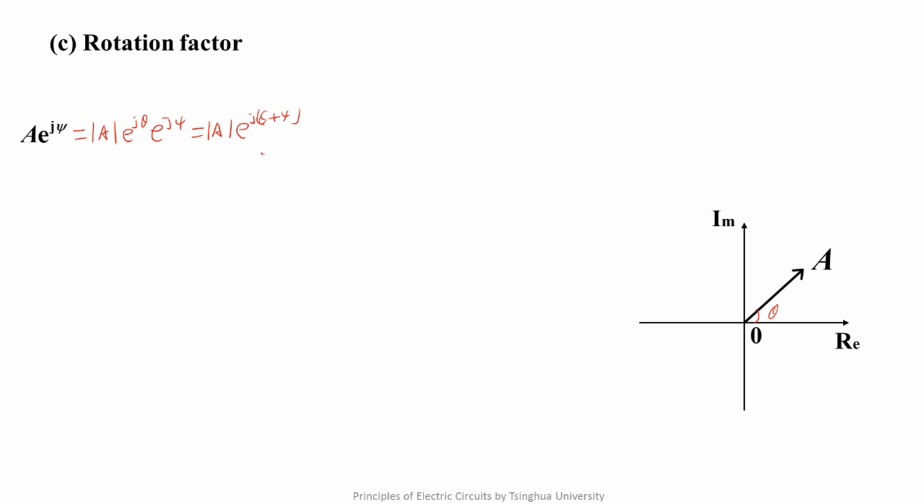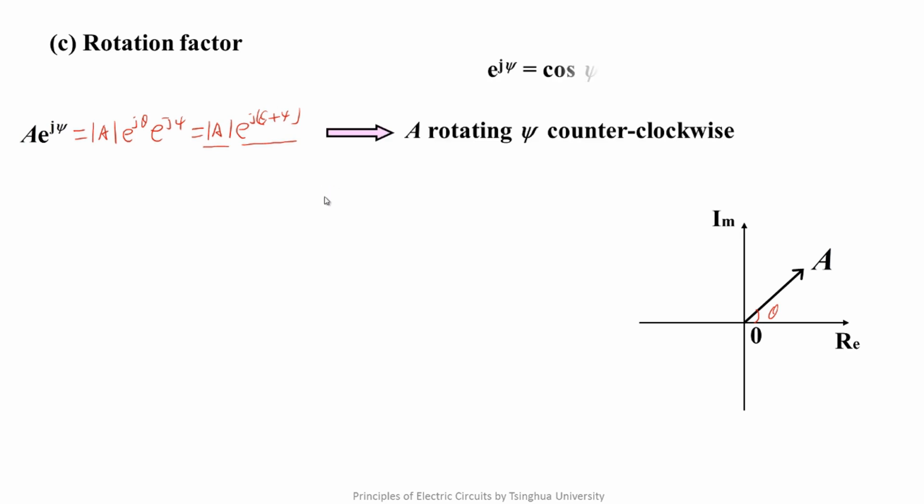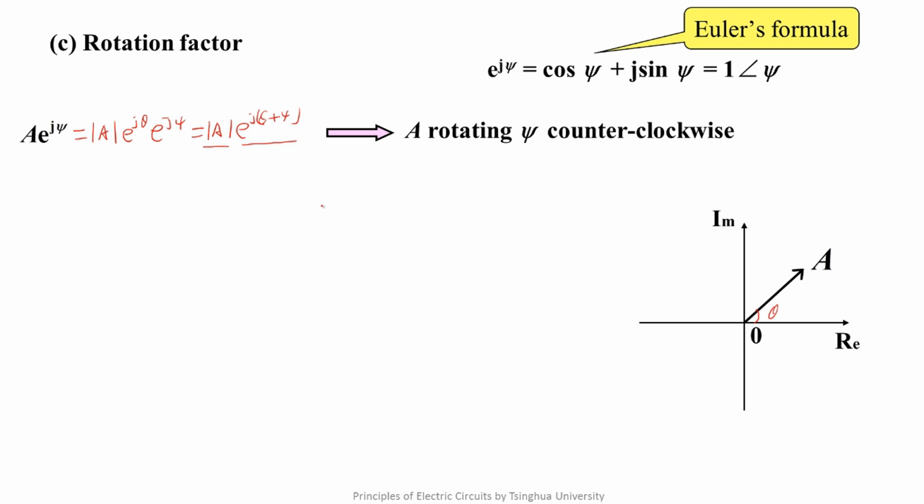Thus, we can find that any complex number times e to the power of j psi means that the modulus of the complex number is the same and the phase angle is rotated counterclockwise by psi degrees. By using Euler's formula, now we will take psi with some special values for examples. First, psi equals a half pi. We can evolve it like this.